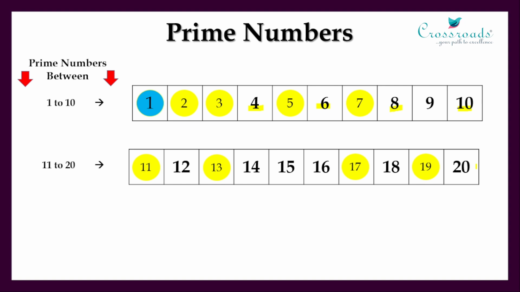15 is again a multiple of 3 and 5. So in 3 tables and 5 tables we get 15. Hence it's a composite number.